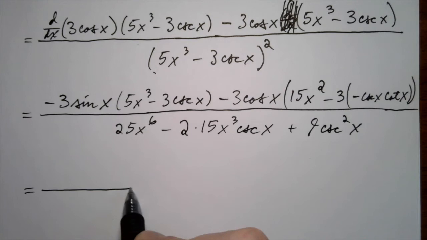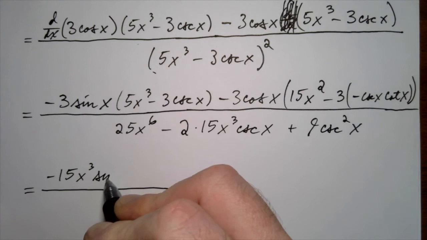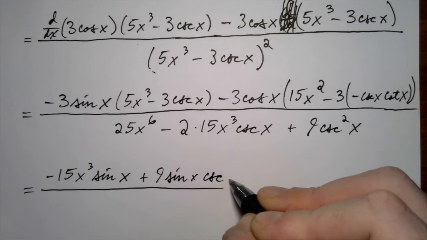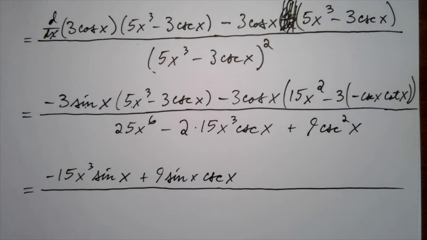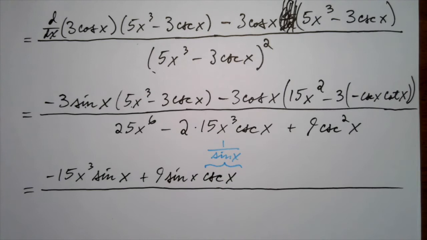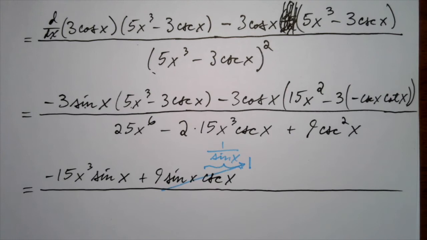Let's multiply it out and see if it'll get a little bit nicer. So we have a minus 15x cubed sine of x coming from these two terms. We have a plus 9 sine of x times cosecant of x, right? Minus 3 times minus 3, and then sine times cosecant, and the two minus signs cancel. Two wrongs make a right. Now check it out. Remember, cosecant is not 1 over cosine, it's 1 over sine. So if we're multiplying cosecant by sine, that's just canceling the sine with the 1 over sine. So those two cancel to just give 1. That's going to be helpful.